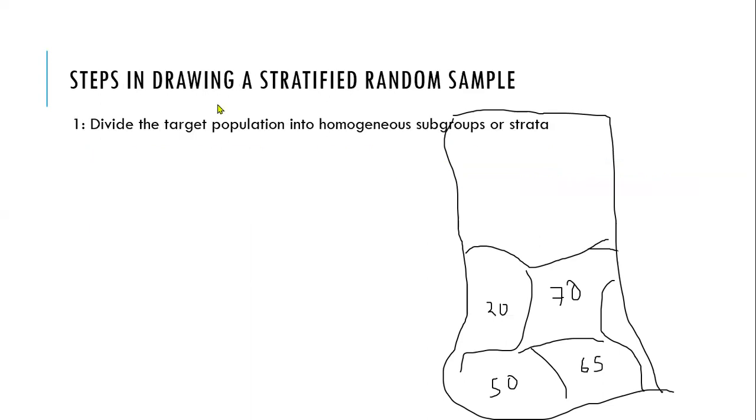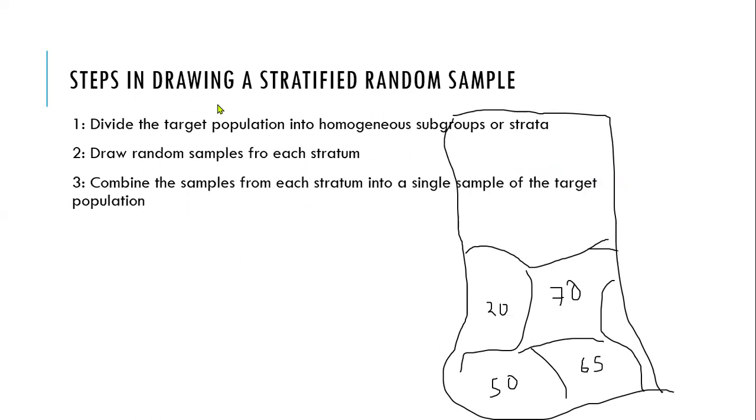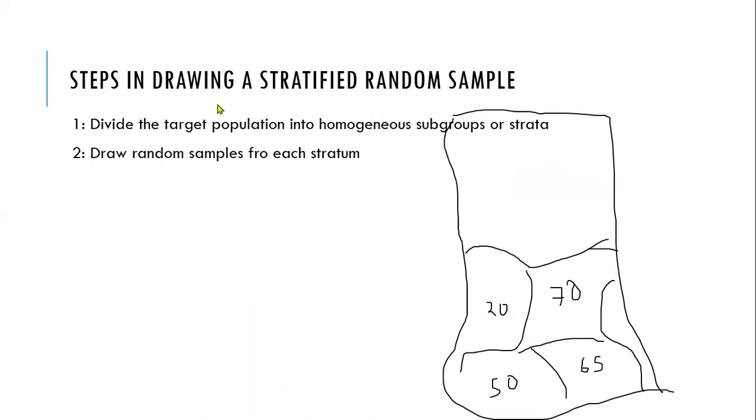So we are saying that the first stage is we have to divide the target population into what? Homogeneous subgroups or strata, okay? Then the next thing is we draw samples from each stratum. Combine the samples from each stratum into a single sample for the target population, right? Now, let me just put details to it. When we are selecting from these strata, because they are in various strata and we want them to be fully representative, sometimes you want to take into consideration the sizes.